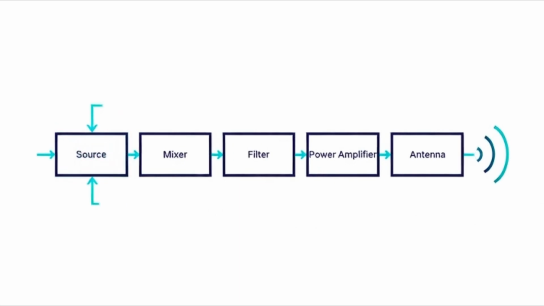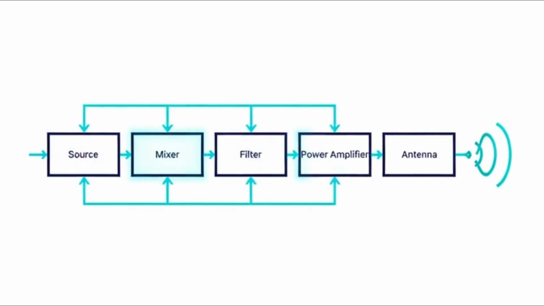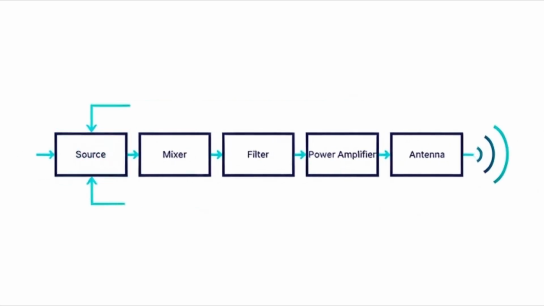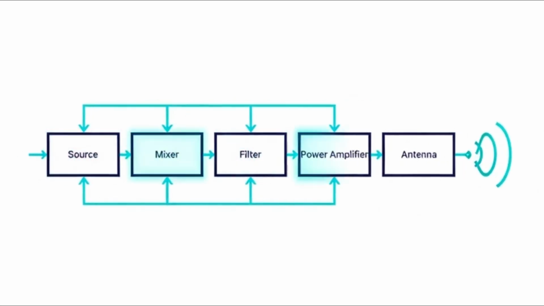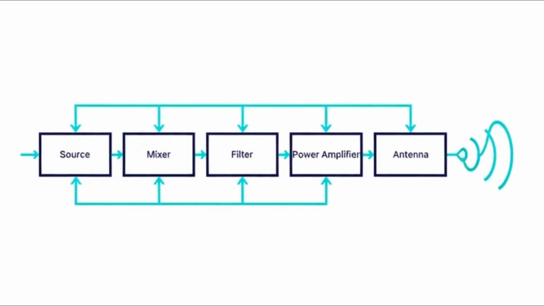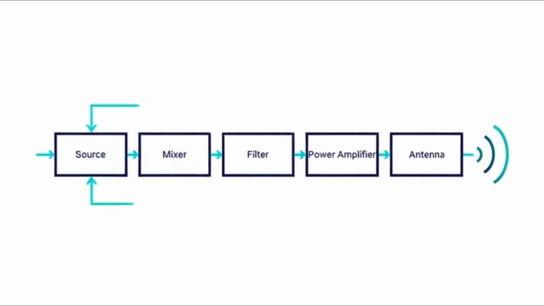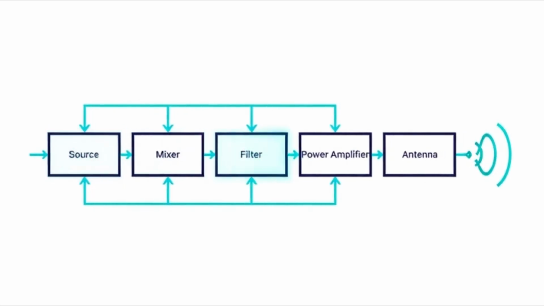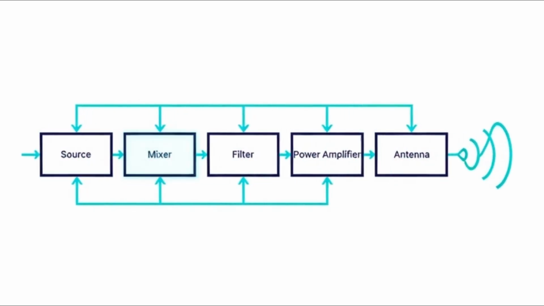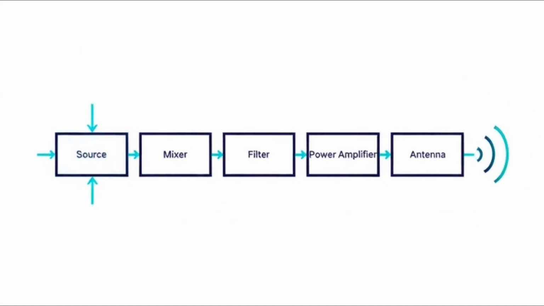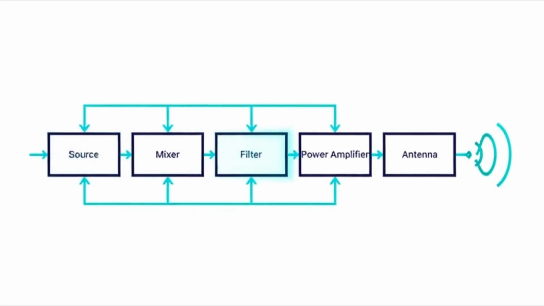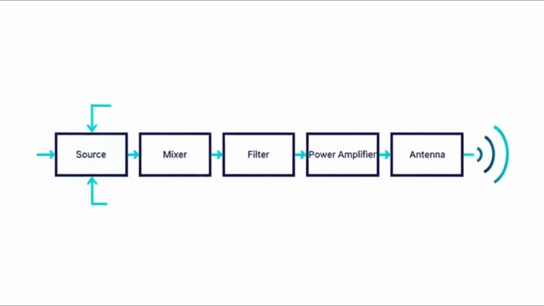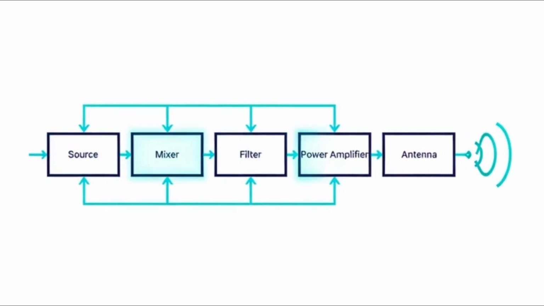How does this look in practice? It starts at the source, where data is generated. A mixer slides that data up to a high frequency. A filter cleans up the trash harmonics we don't want. Then, the power amplifier, PA, gives the signal the muscle it needs to travel miles. Finally, it reaches the antenna, where the electricity is converted back into the electromagnetic fields we discussed earlier.